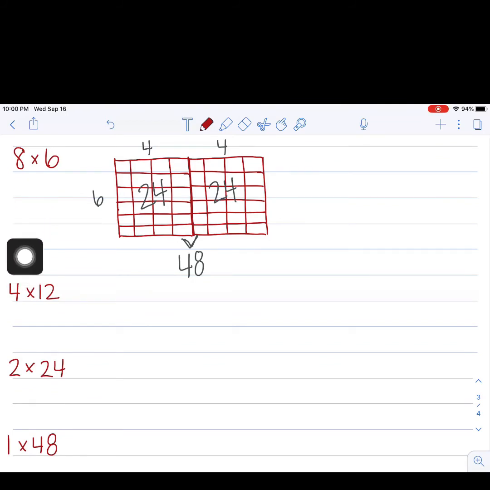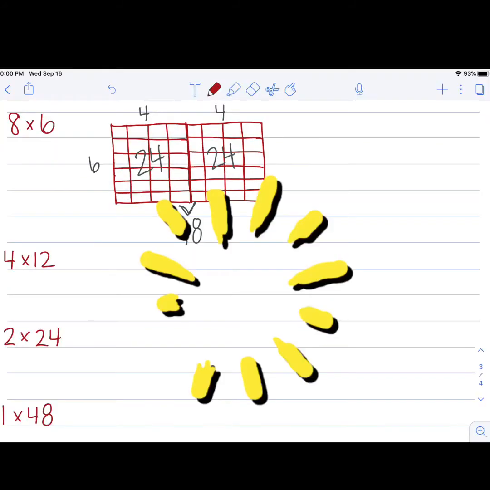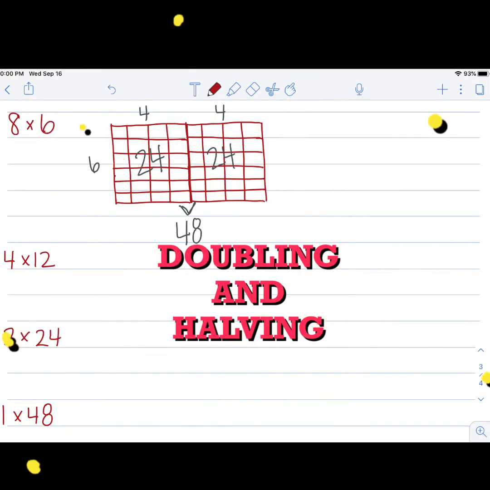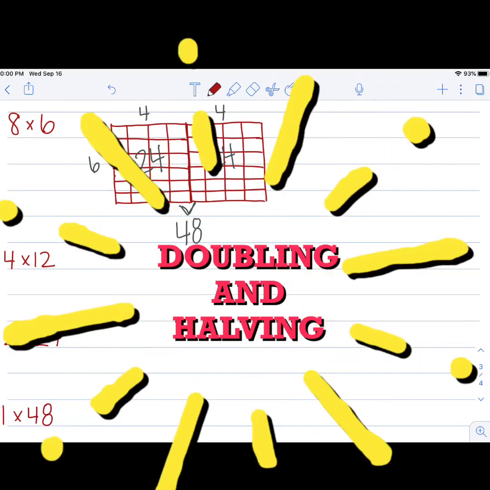So 8 has been halved, right? Because 8 divided by 2, or in half, is 4. So can anyone think of a strategy maybe they've learned before that might help them with this problem? Were you thinking doubling and halving? Because that's what I was thinking.